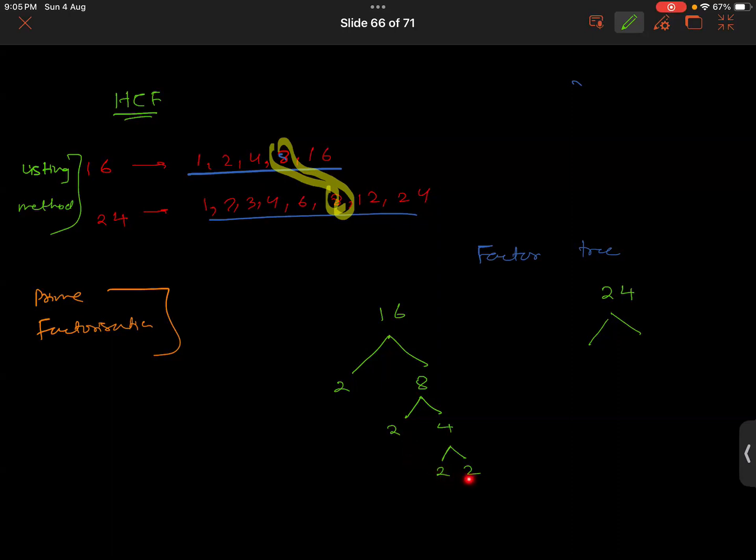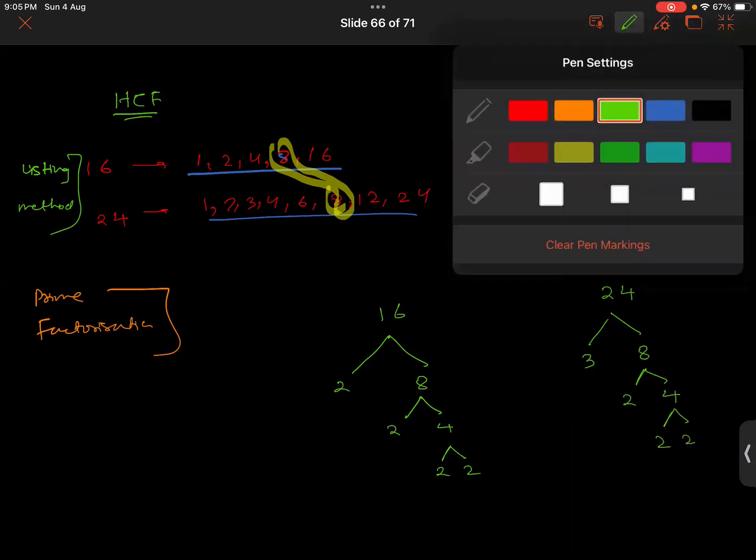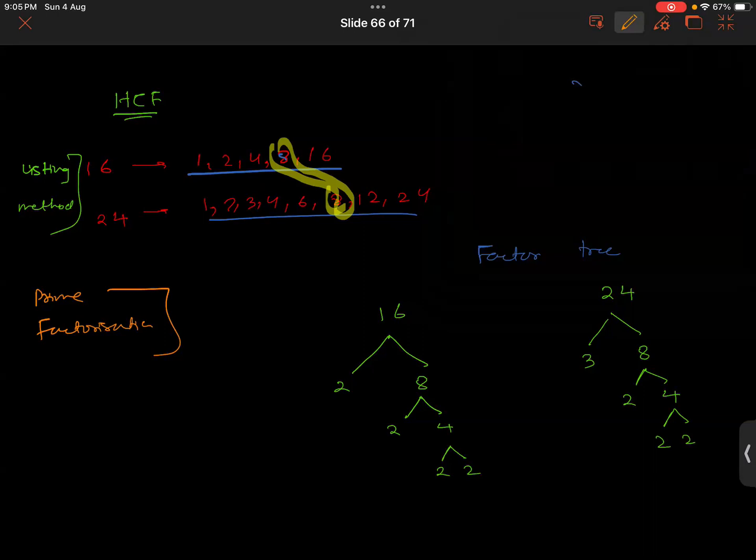2 is a prime number, right? Yes. Then 24 can be written as 3 times 8. 8 can be written as 2 times 4, and 4 can be further written as 2 times 2. Habib, you particularly pay attention to this. Then you are going to write down the prime factorization of 16, which you have got as 2 times 2 times 2 times 2. All of this has to be written down.